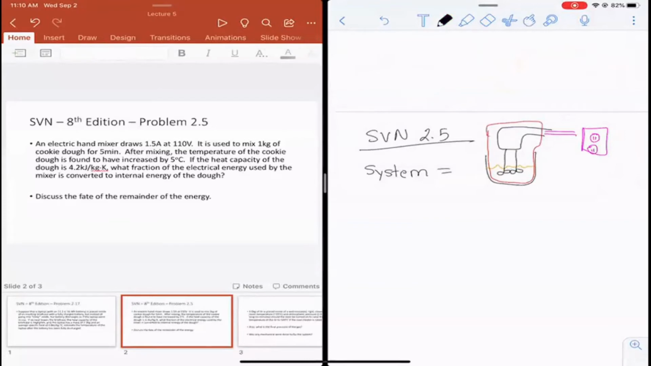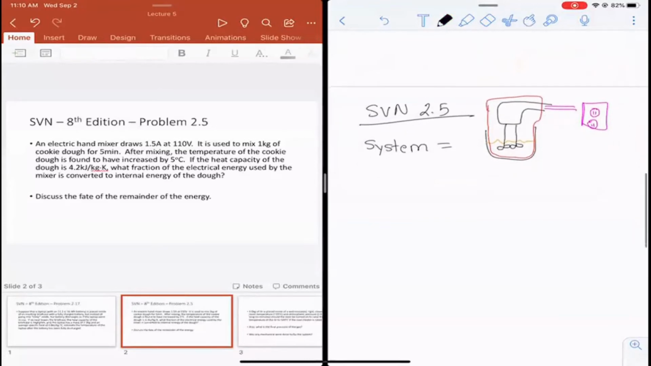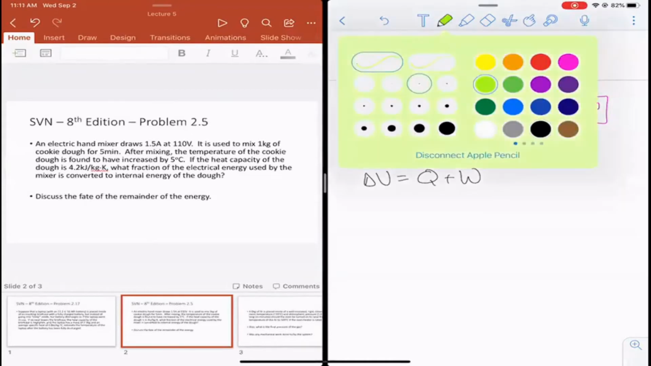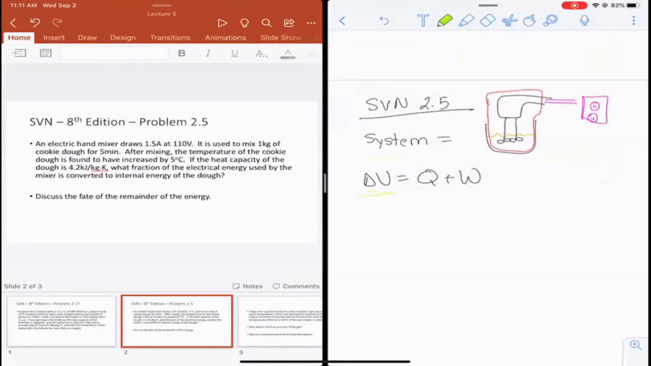And for us, we have the same equation that we had before to consider. So delta U is equal to Q plus W. And if we look at this problem, we know that because the temperature changes, delta U is going to change, just like the last problem.